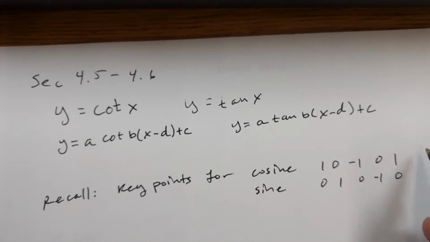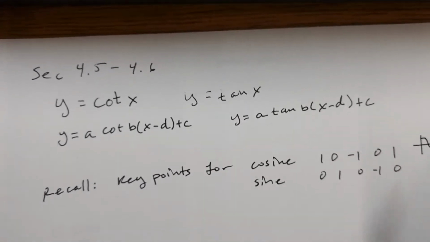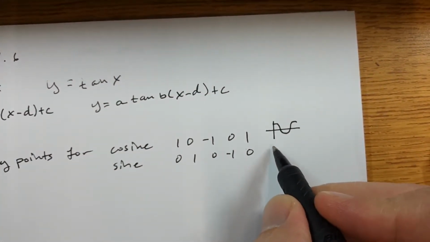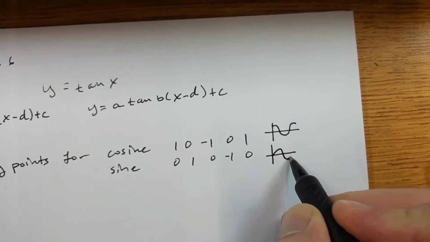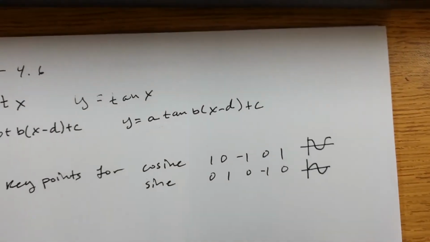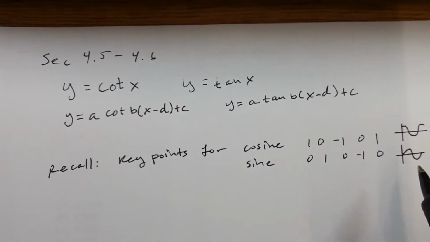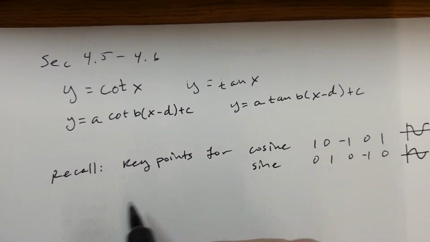Remember, we studied the parent function of cosine to look like this graph over here, and we remember the parent function of the sine looks something like this. Well, the key points for the cotangent function are found in a similar way to finding the key points for the cosine and the sine function.